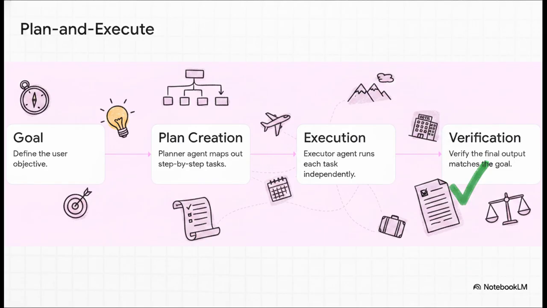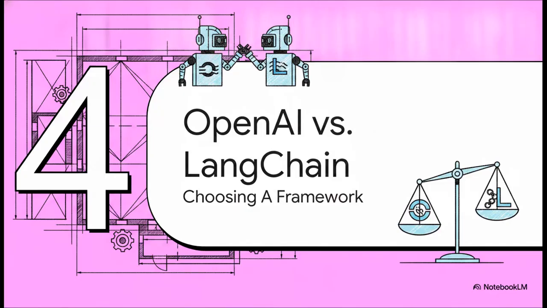Instead of thinking and acting one single step at a time, this architecture splits the job up. A planner agent maps everything out from start to finish, taking a goal like creating a travel itinerary and generating a comprehensive step-by-step plan. Only after that does the executor agent get to work, handling tasks like searching flights and hotels independently. It's fantastic for better long-term planning, and it keeps the LLM from getting totally overloaded with too much context all at once. Which brings us to Section 4, OpenAI versus LangChain agents, choosing your framework.